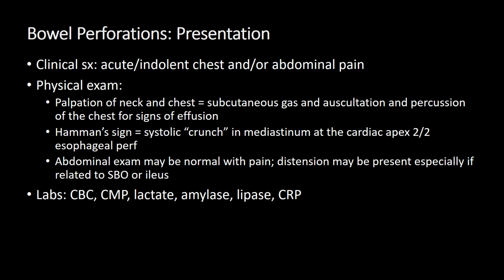Some important labs to obtain are CBC and CMP to assess for whether the patient has an elevated white count, anemia, or any abnormalities in electrolytes or LFTs, lactate to assess for sepsis risk, amylase, which is generally elevated secondary to absorption of this enzyme in the intestines, lipase to rule out pancreatitis, and CRP to assess the extent of inflammation.